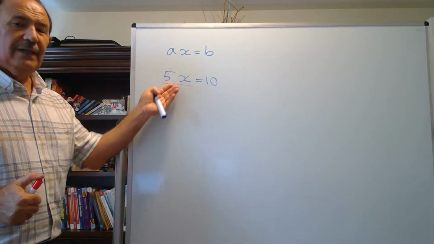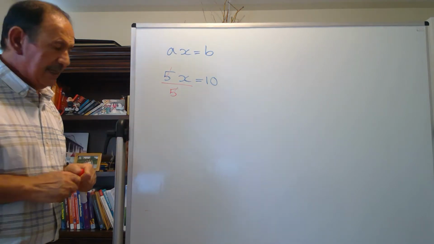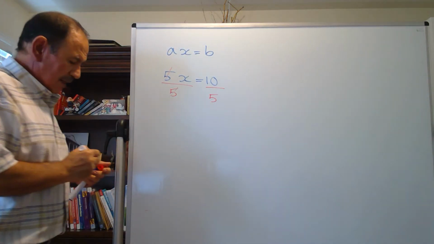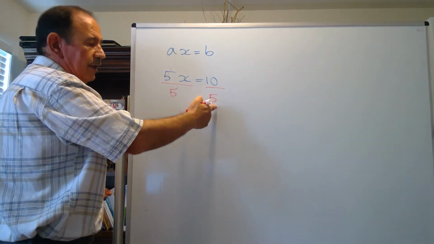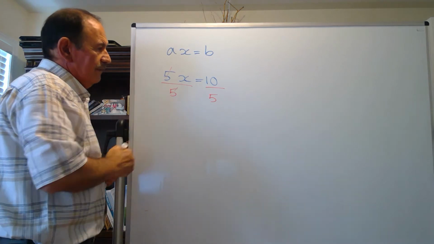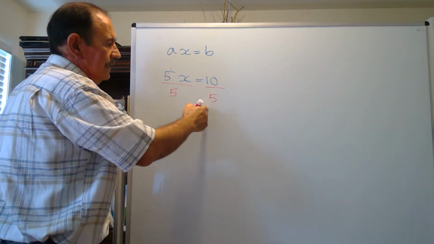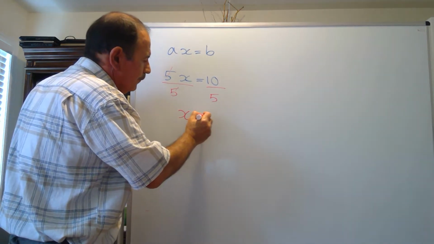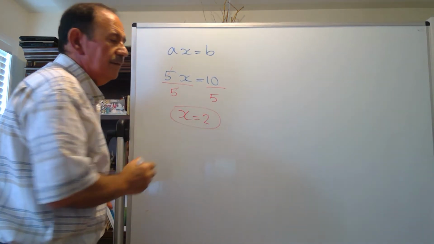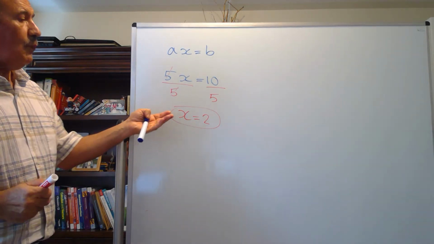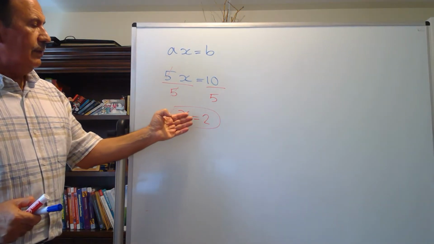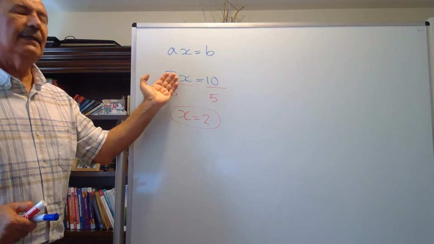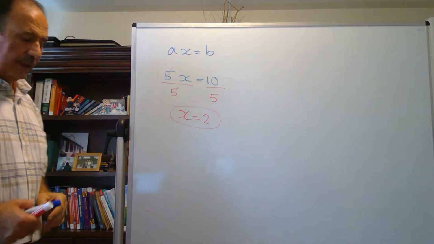But whatever we are doing on this side, we have to do exactly the same thing on the other side. Because I'm dividing this side by 5, I have to divide the other side by 5. Then these two 5s cancel each other, and on the other side, 10 divided by 5 is 2. So x equal 2 is the solution of this equation. Again, if I substitute 2 instead of x in this equation, 5 times 2 is going to be 10, then the left side and right side are going to be equal.